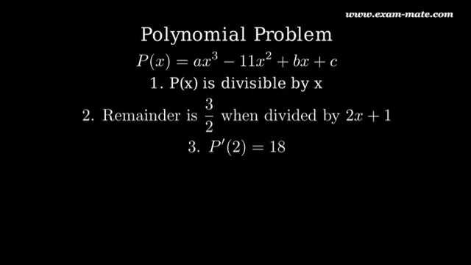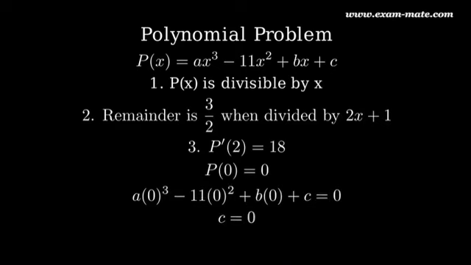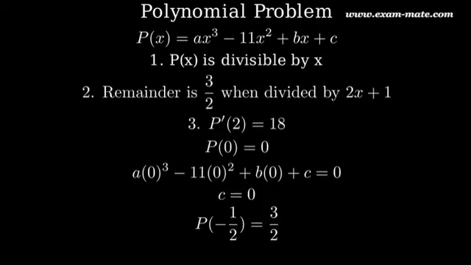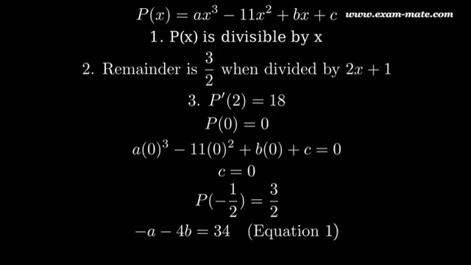Let's use these conditions one by one. First, since p of x is divisible by x, when we put x equals 0 in p of x, it should equal 0. This means that c must equal 0. For our second condition, we'll use the remainder theorem. When we substitute x equals negative 1/2 into p of x, we should get 3 halves. This gives us our first equation. Negative a minus 4b equals 34.